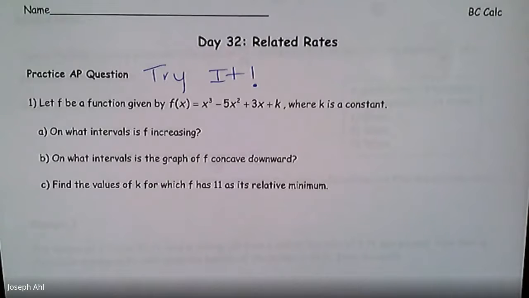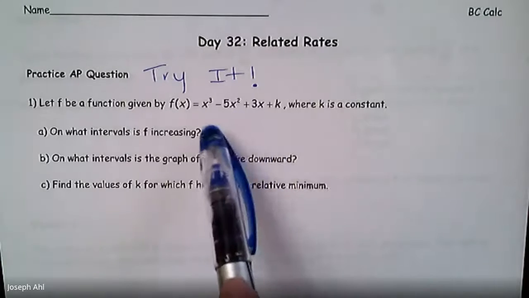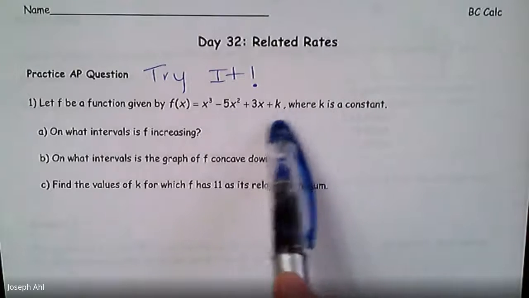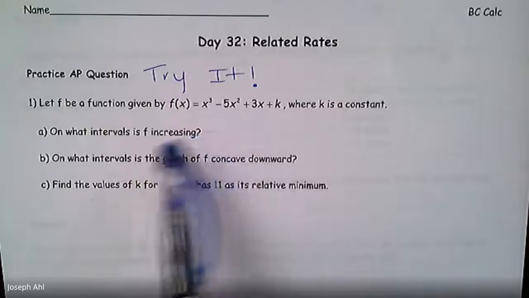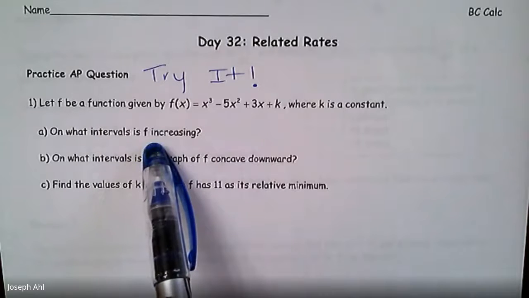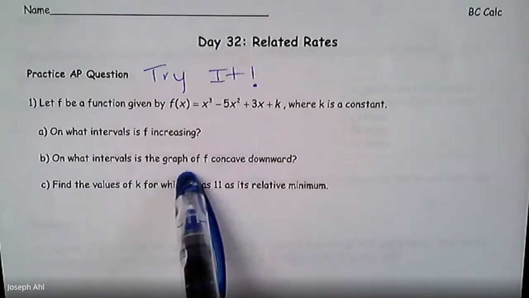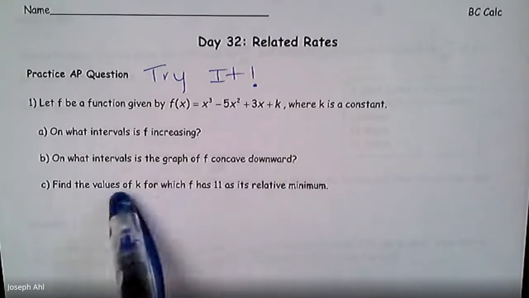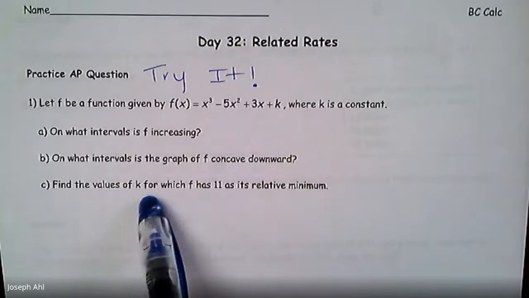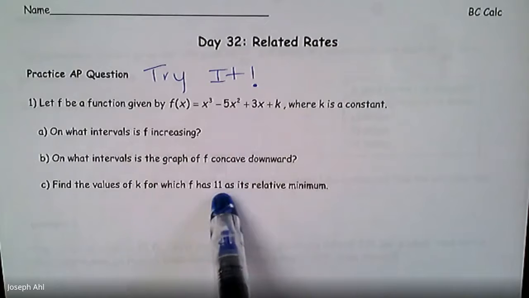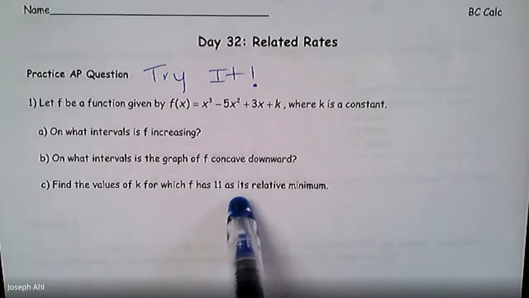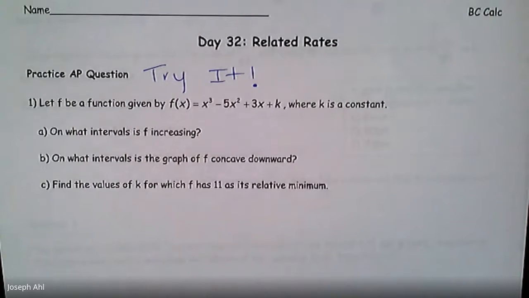Before we get there, though, there is a nice practice AP question that I'd like you to take a look at, given this function f of x. We have this extra little constant k at the end. Tell me over which intervals the function f is increasing, on what intervals the graph is concave down. And then finally, find the values of k for which f has 11 as its relative minimum value.